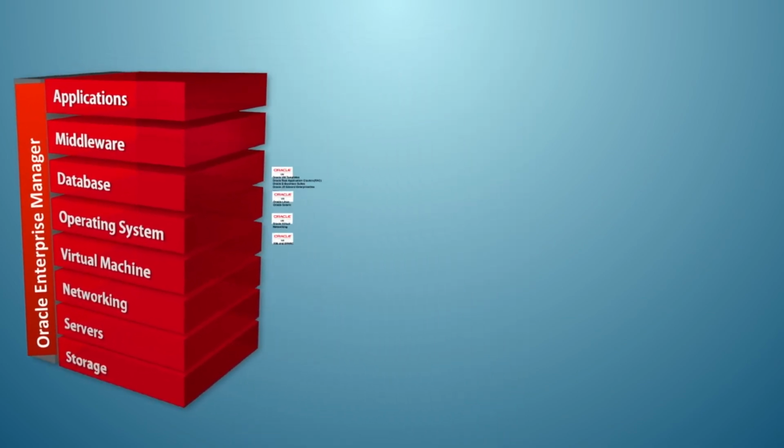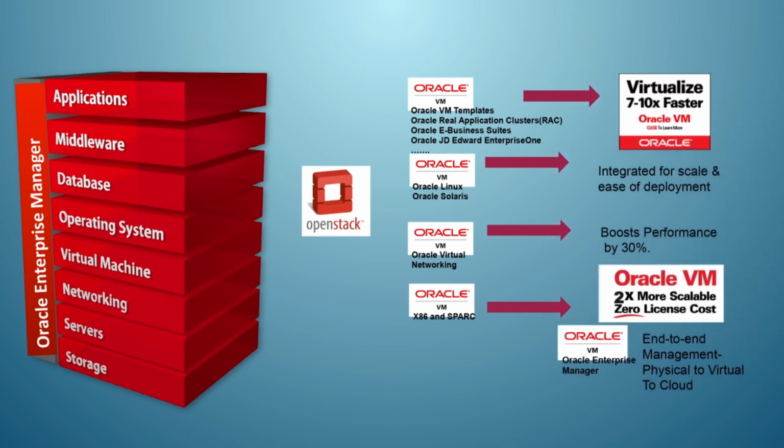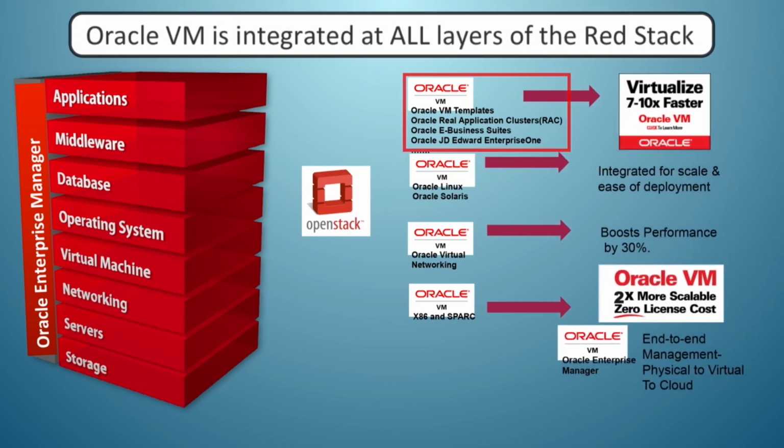So just a quick summary. Oracle VM has been integrated into all layers of the Oracle Red Stack. For Oracle VM templates, including the Oracle RAC database, the E-Business Suite, JD Edwards, PeopleSoft, any Oracle application, you name it, there's a pre-configured, pre-built Oracle VM template that provides fast deployment. There's also a study showing 7 to 10 times faster deployment with Oracle VM compared with other competitive offerings. Then Oracle Linux and Oracle Solaris have also been integrated with Oracle VM, as a base OS for Oracle VM templates.